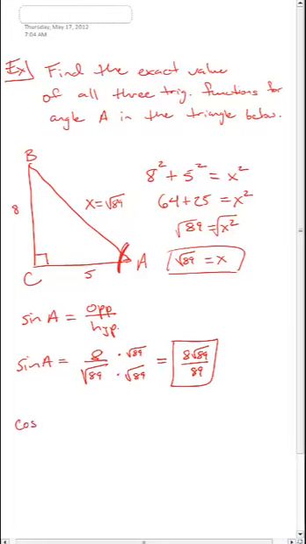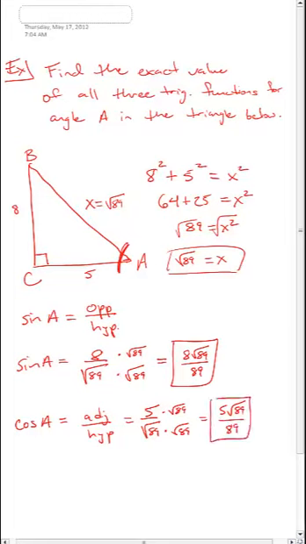If we're looking for the cosine of A, we do something similar, except now cosine is adjacent over hypotenuse. Here's angle A, so we're starting at A, and the side next to it is what adjacent means, so the side next to it would be 5 over the hypotenuse, which is the square root of 89. Again we have to rationalize by multiplying by the square root of 89. This gives us 5 square root 89 all over 89. So that would be the cosine of A.